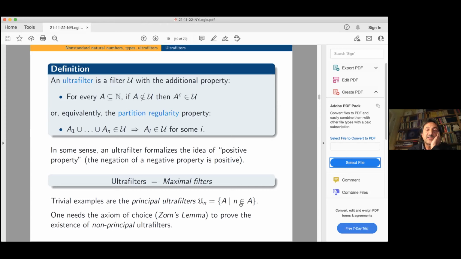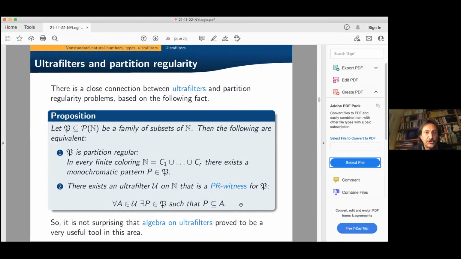The sets in an ultrafilter are not the big ones in some sense, because any set you have, you split it in two parts, only one of the two belongs to the ultrafilter. So I don't think the intuition of sets in an ultrafilter being large is the right one. One could say that they are, in some sense, a notion of positive property, in the sense that the negation of a negative property is positive. But this is just to give some intuition.